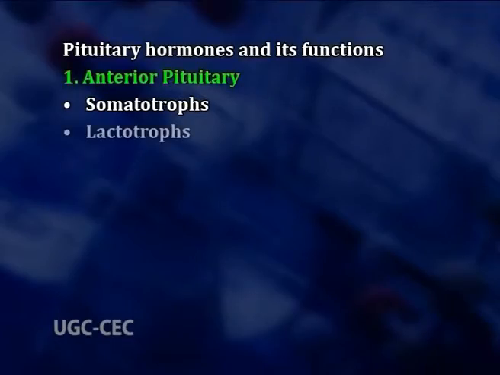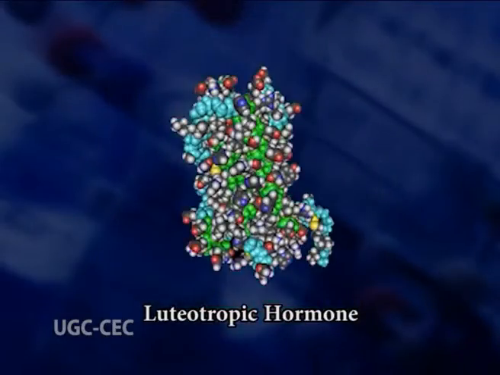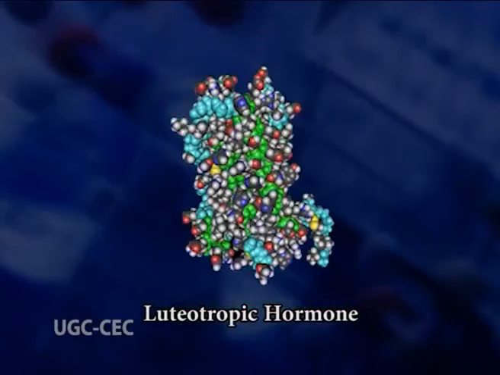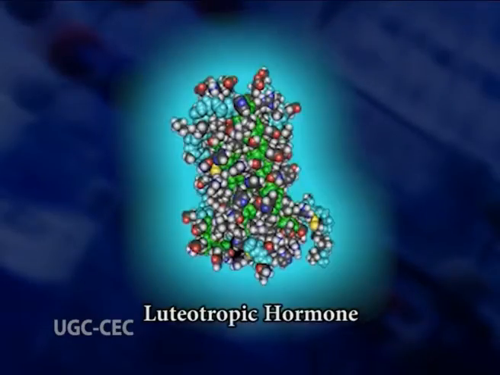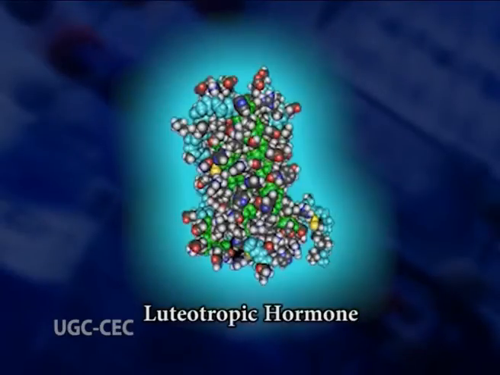Second type is lactotrophs. Prolactin, that is PRL, also known as luteotrophic hormone, that is LTH, whose release is controlled by releasing and release inhibiting hormones from hypothalamus. This is important for development of mammary gland.